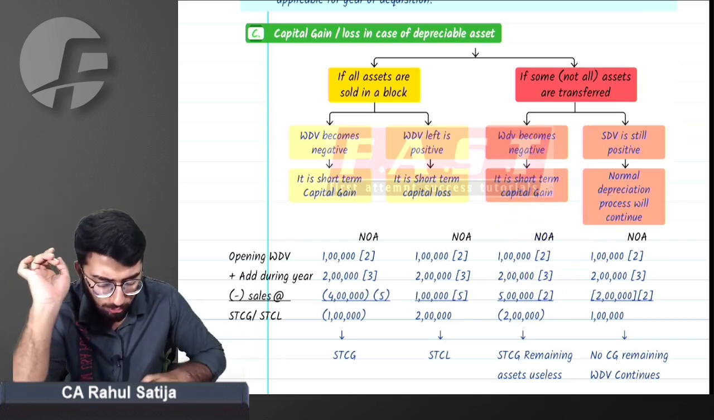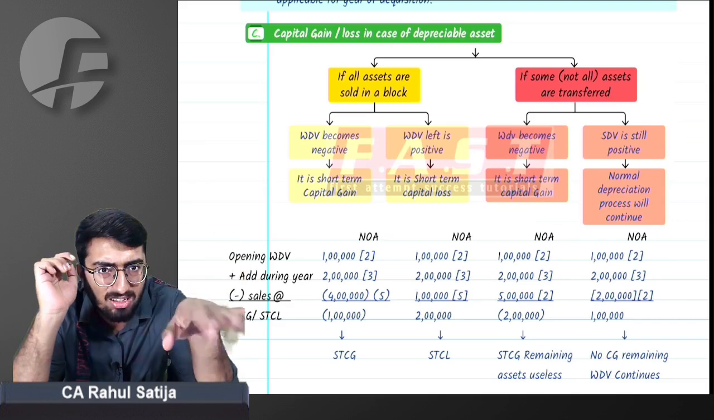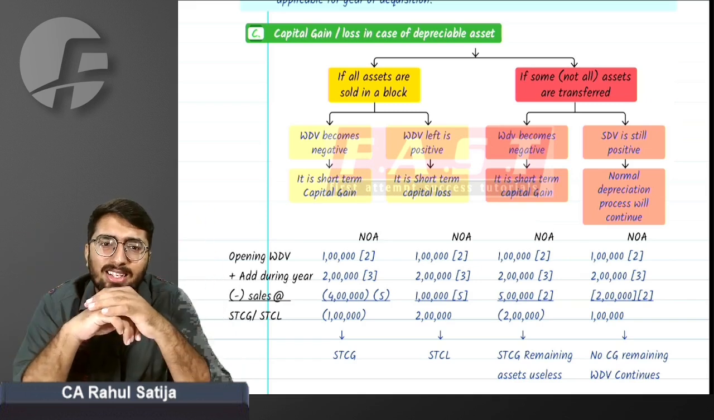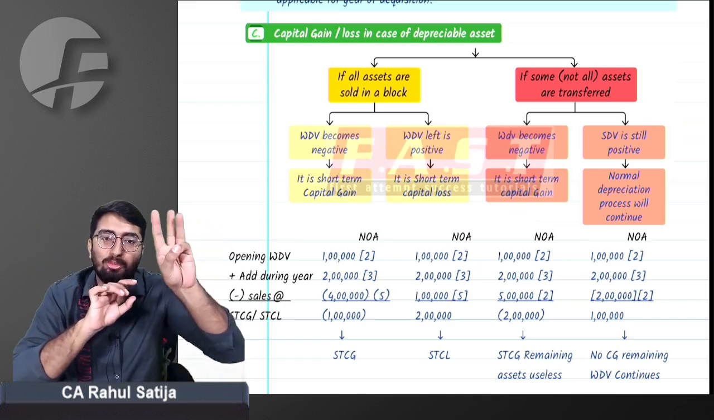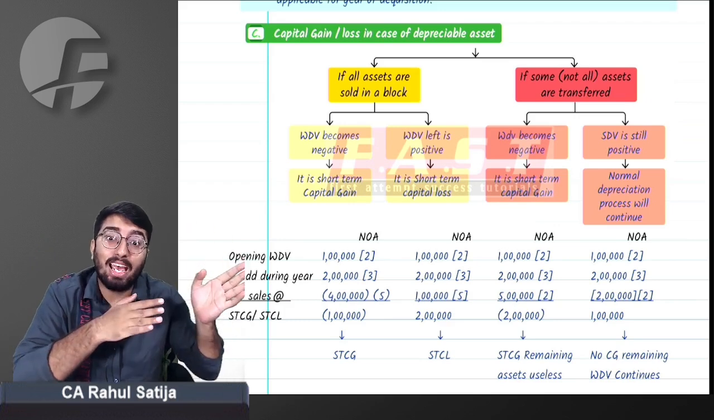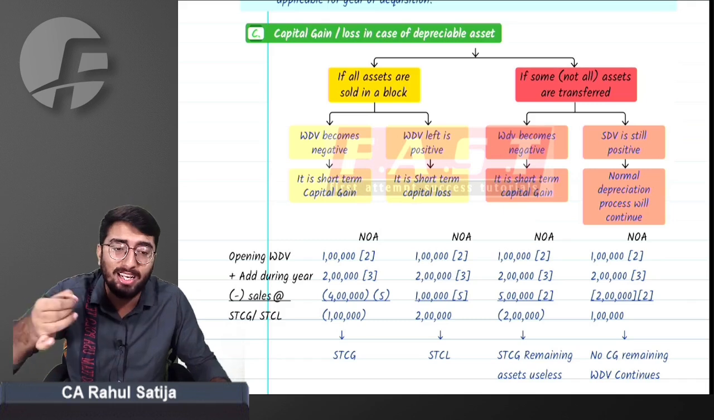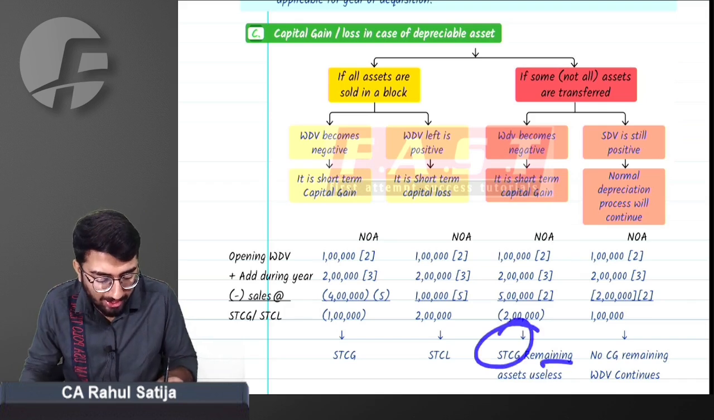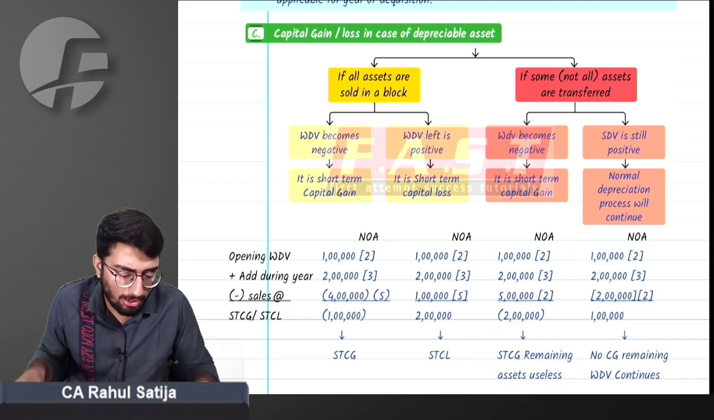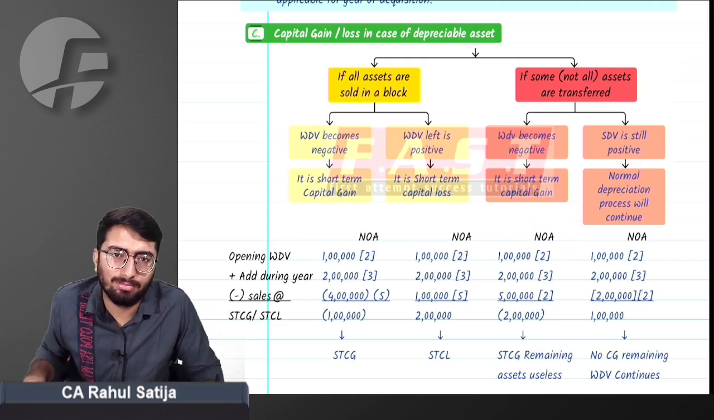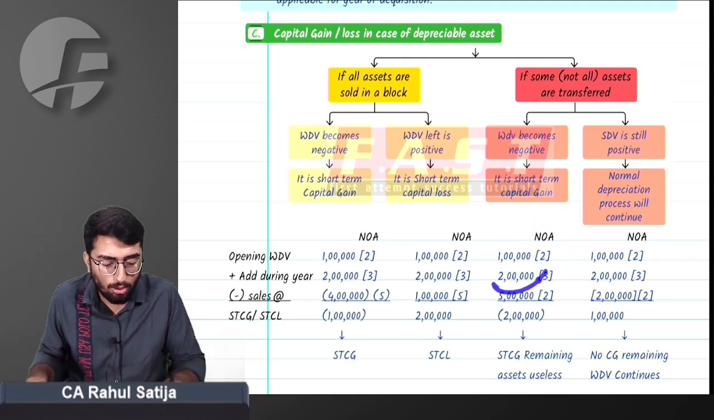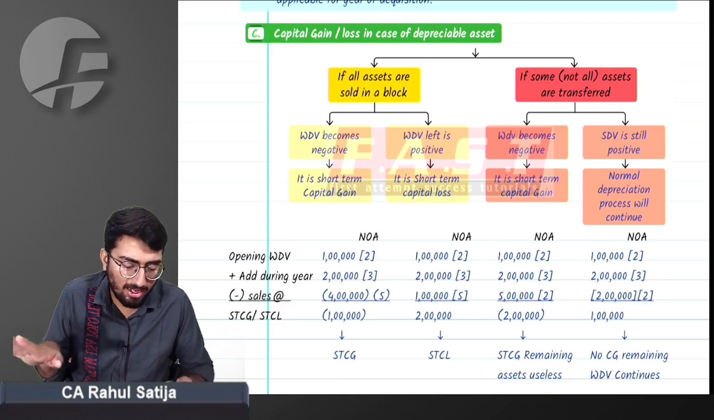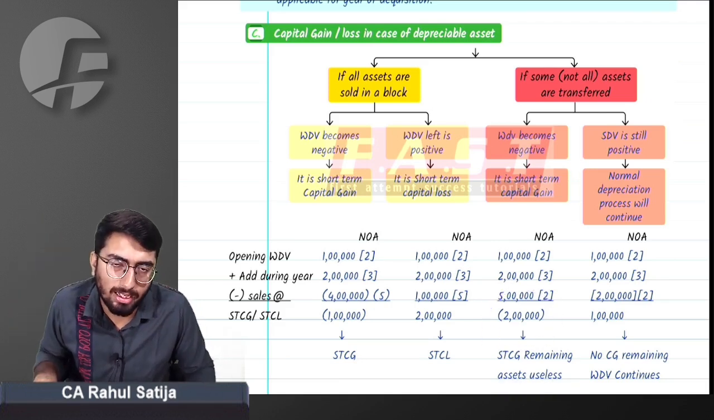Just focus with me on what I'm saying. Can I say I had 5 assets worth rupees 3 lakh? Out of those 5 assets, only 2 assets I am able to sell for 5 lakh. That means too much gain I am earning. In that case, it will be chargeable to short-term capital gain, and the remaining WDV will be useless. Remaining assets will be useless because you do not have any WDV left now. You have charged depreciation, you have claimed all WDV, and you have also claimed the capital gain. So remaining assets become useless. Since we are selling at a profit, it will be short-term capital gain.